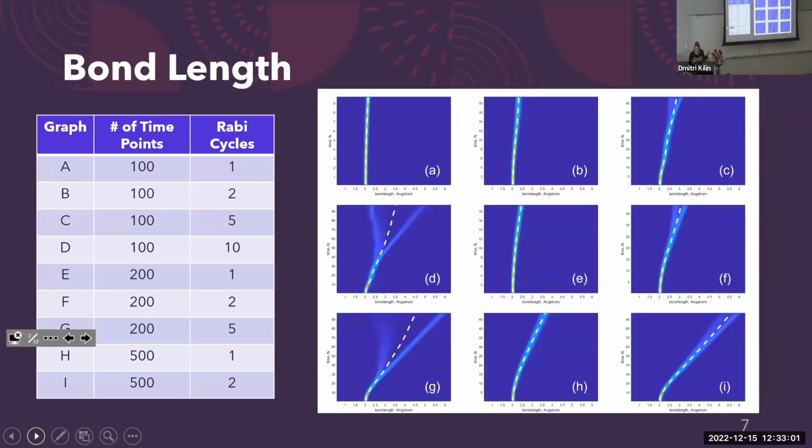And so you can also see a similar behavior in this chart, which is the chart of the bond lengths as time goes on. So you can see, again, it takes 10 cycles before you see any noticeable difference, 5 and 2.